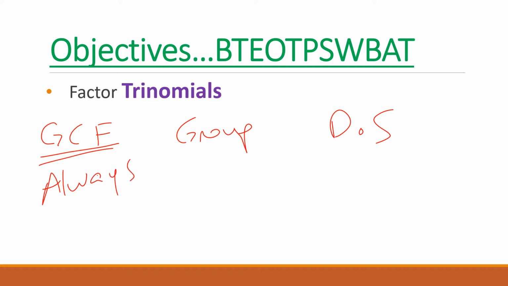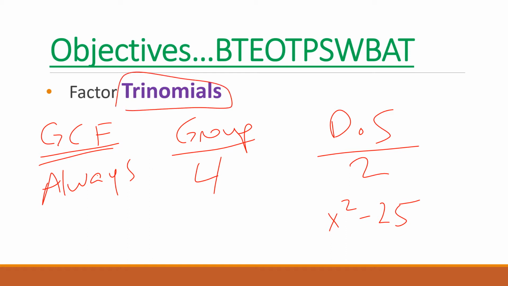Once you've checked for the GCF, grouping, remember there were four terms to group, and difference of squares was two terms, and it was a difference of two squares, so something like x squared minus 25. That was the difference of squares. That's kind of getting into how we know what to do, but that leads us into when we factor trinomials, what we're looking for is something with three terms.